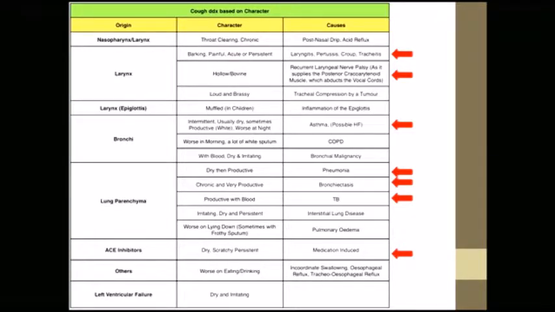Pneumonia-wise, you might have a dry or productive cough. Bronchiectasis, the thing to recognize of bronchiectasis is a very productive cough. So bronchiectasis is a permanent dilatation of your bronchioles. And so basically what you have in this scenario is a very, very productive cough that is chronic. The other important thing to note is a dry, scratchy, persistent cough. So that's the characteristic of ACE inhibitors. Can anyone tell me, if you have a dry cough from ACE inhibitors, what would you like to give the patient next? Yes, so you give them ARBs.